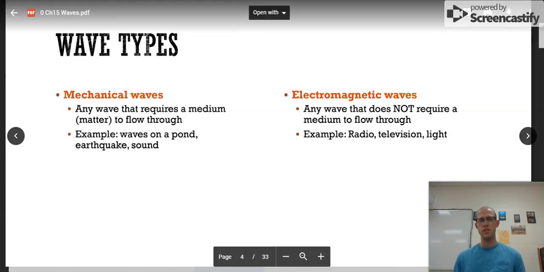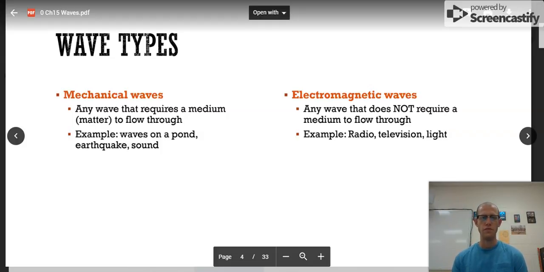So what are some different types of waves? We have mechanical waves and electromagnetic waves. This is two of a bunch we're going to talk about. So first, mechanical waves. Mechanical waves are any wave that requires a medium to flow through. It requires matter to be present.